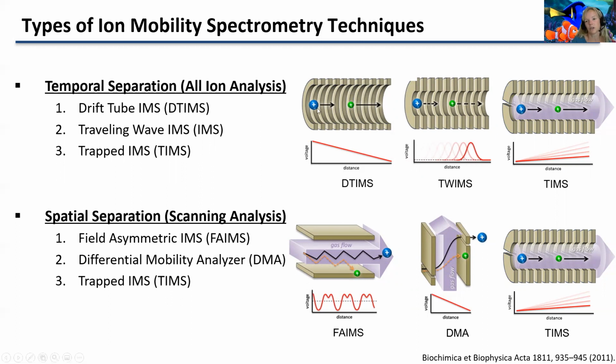So here, drift tube, TWIMS, and TIMS, you can see the molecules all separate as they go in distance. Where here with FAIMS, DMA, and TIMS, again, TIMS, based on how we're ramping that voltage, we can get specific molecules out for different time frames. FAIMS and DMA have specific slits where other molecules can be pushed into electrodes and killed, and basically the molecule of interest can go through that slit.